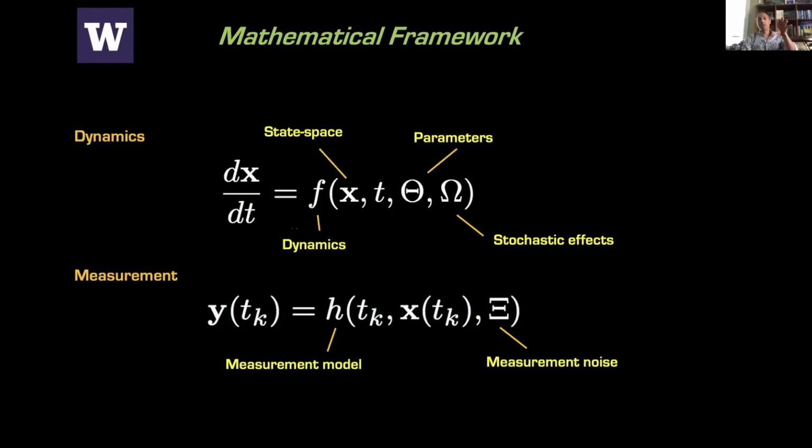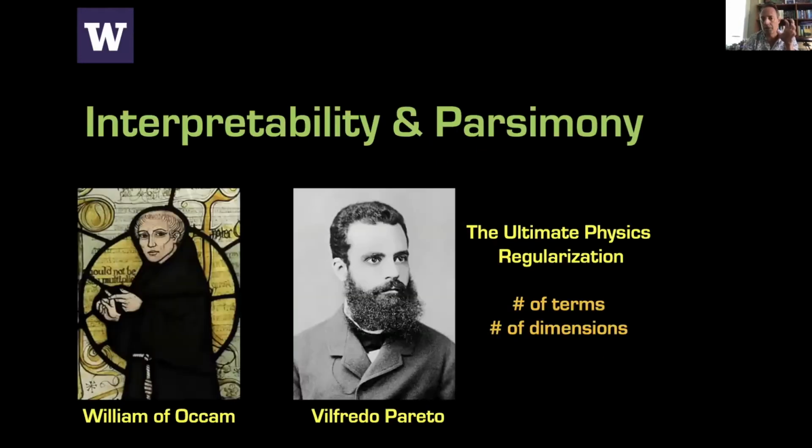So what are the constraints I want to bring to the table here to solve this ill-posed problem? I don't have enough information to do it. And so what we're going to advocate is one really critical set of constraints here, or regularizations. And that is around the idea of interpretability and parsimony.